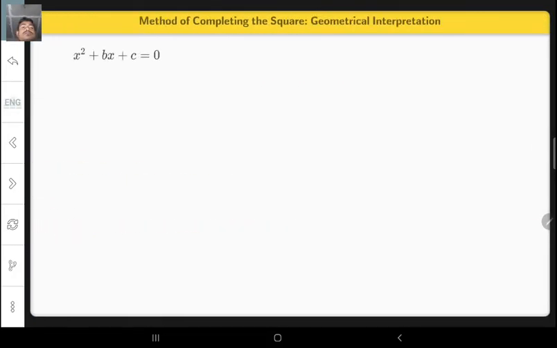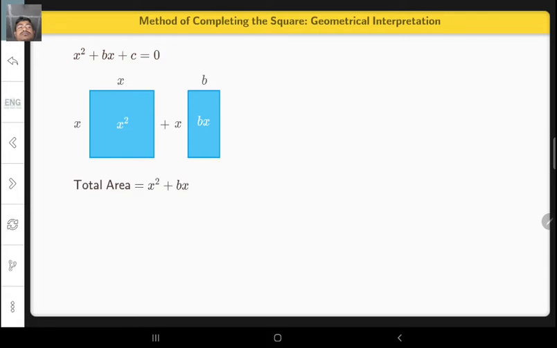Consider the quadratic equation x squared plus bx plus c is equal to 0. Here, a is equal to 1. We can represent x squared plus bx graphically, or rather geometrically. The area of a square of side x is x squared, and the area of a rectangle of length x and breadth b is bx. Thus, the total area of both the figures is x squared plus bx.